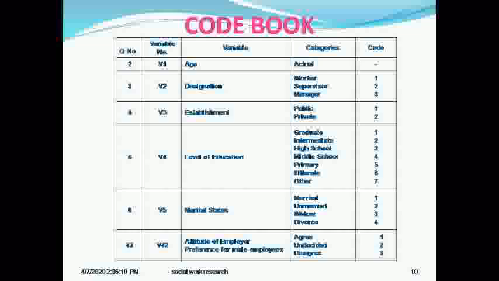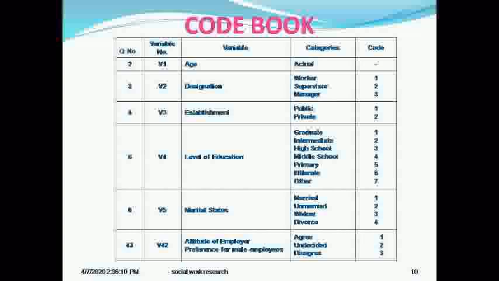The fourth column is categories. There you find various categories of the response. For the age, you need not make any category. It is already the numerical data. So the actual age is the code. You need not have separate code number. For the designation, worker, supervisor, manager. These are the general categories of the employees. Establishment, public and private. Level of education, graduate, intermediate, high school, middle school, primary, illiterate and other.